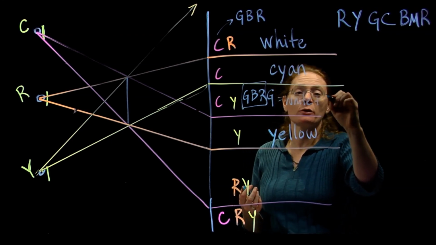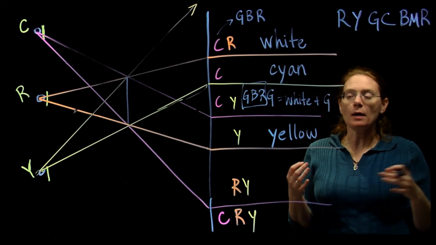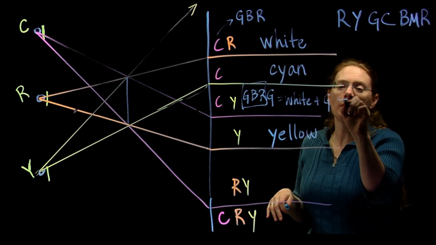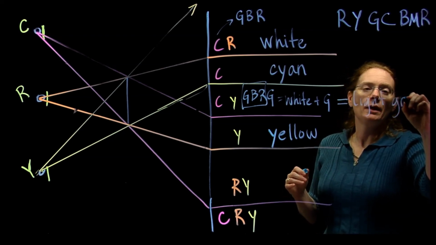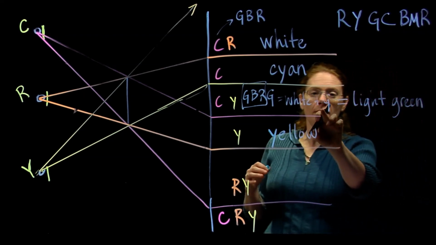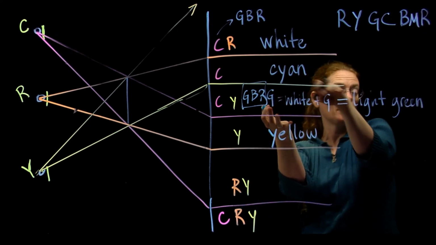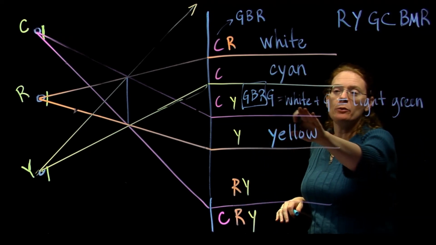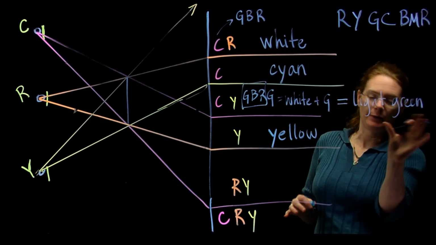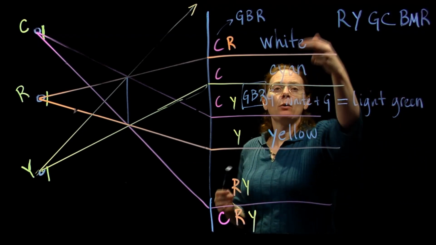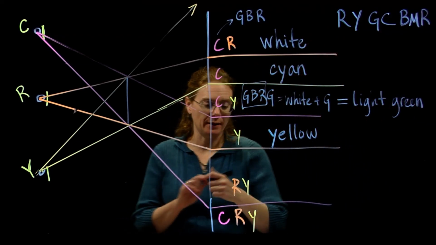But then I have an extra green hanging out. So it's not pure white, it's not pure green. What we're going to do with this is call it a light green. Because it's lighter than a straight up green because we added white to the green, but it's not pure white because we added a little bit of green to the white. So anytime you have white plus another color, we're going to call it light whatever color. So we've got white, cyan, light green, yellow, red plus yellow.